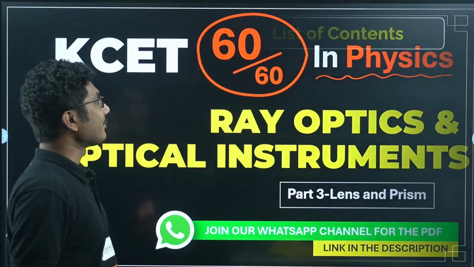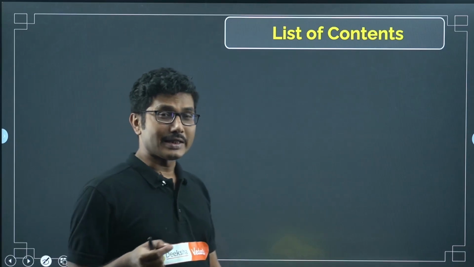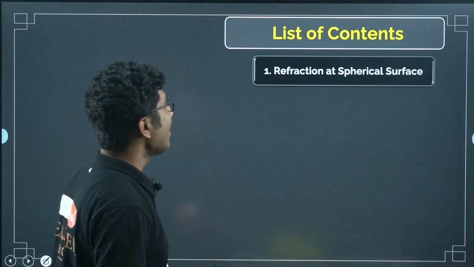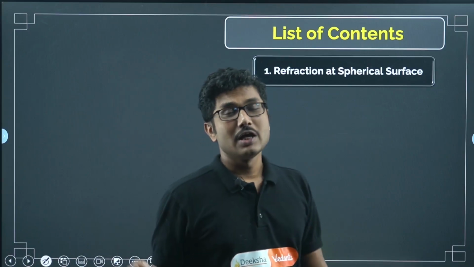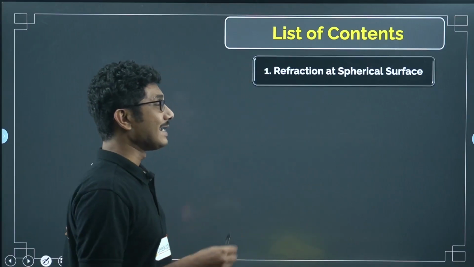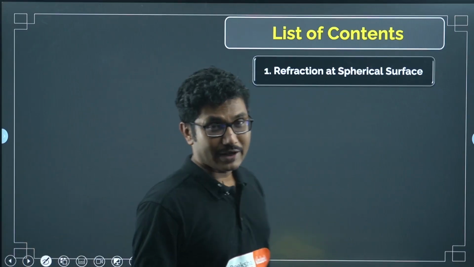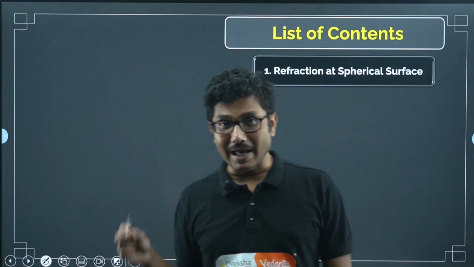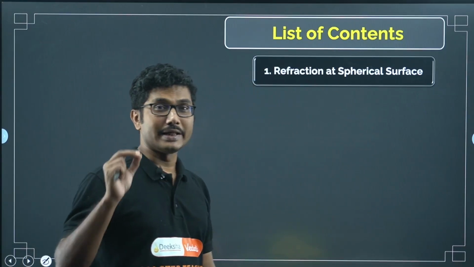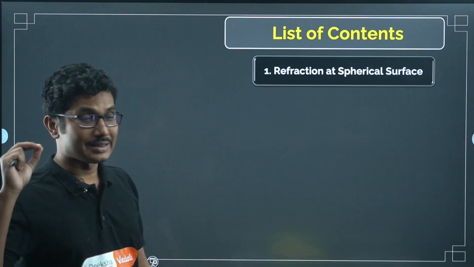So let's start with today's list of contents. What all we are going to discuss today? First of all, we are going to discuss refraction at a spherical surface. So what is happening when light is traveling through a spherical surface? We have seen refraction, normal refraction. We have seen refraction in a glass slab. Now we are going to study refraction through a spherical surface.